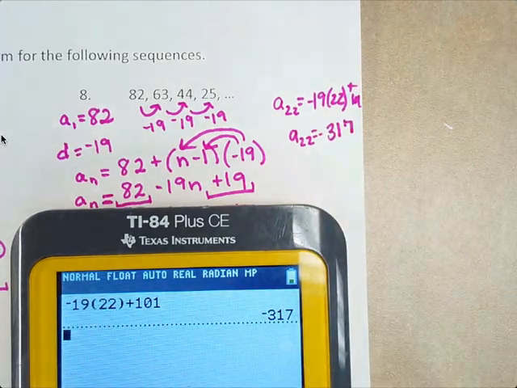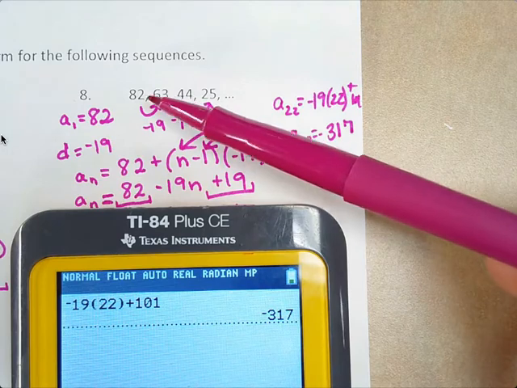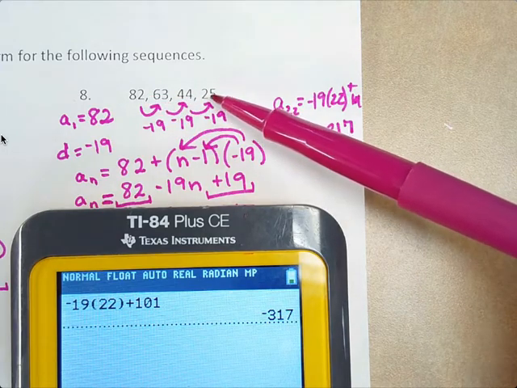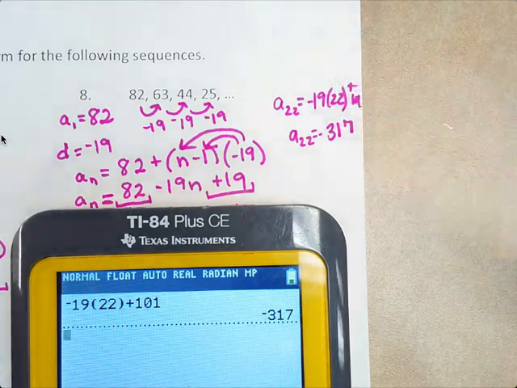Negative 317. And just make sure that makes sense. You're going down 19. So if you keep on going down 19, you're going to end up in the negative if you go to that 22nd term.